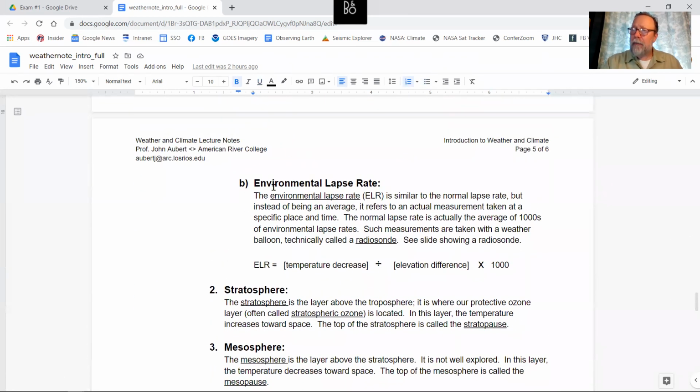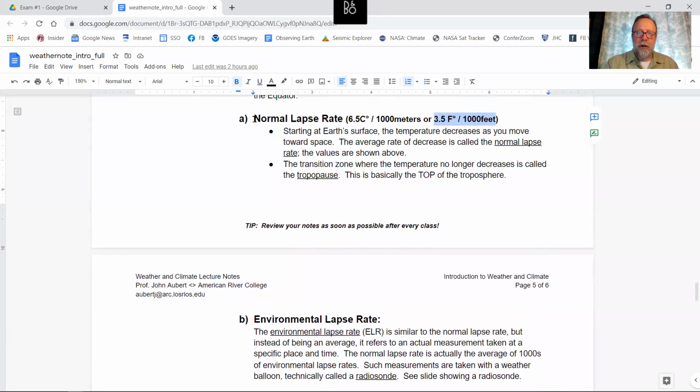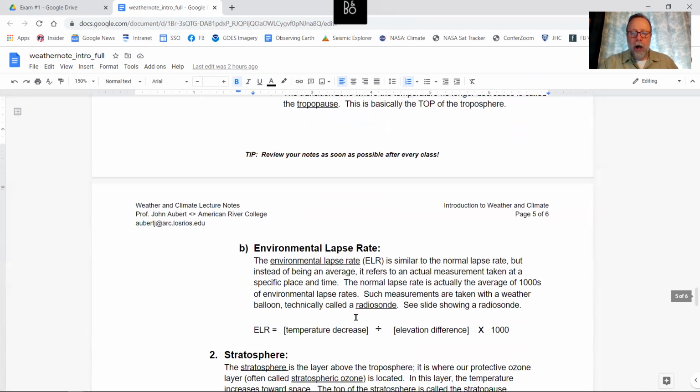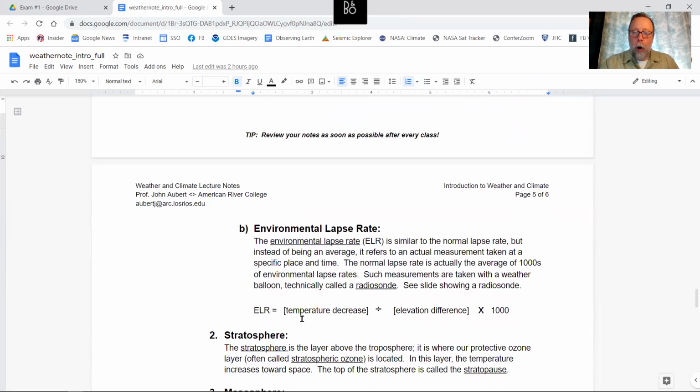So that is the environmental lapse rate, the actual observed rate of temperature decrease at a given place and time as you move away from Earth's surface. So just remember, these two terms are very similar, but the way to think about it is you might need to take hundreds and hundreds of environmental lapse rate readings in order to take an average and get the normal lapse rate reading. I'm going to, in the slides, walk you through how to make some of these calculations.